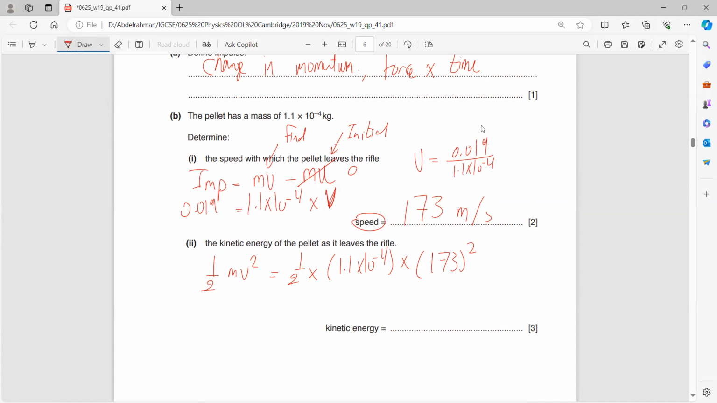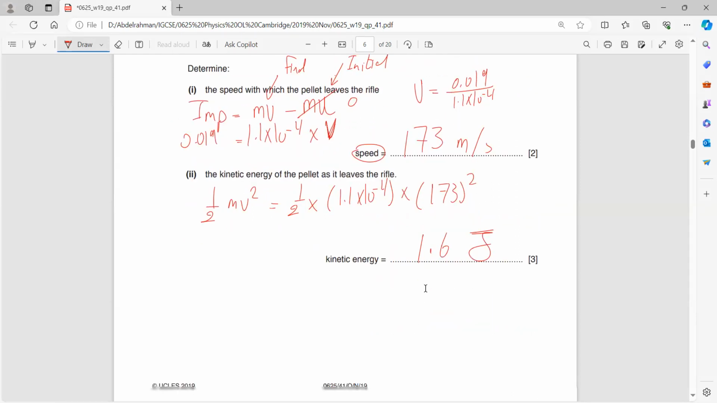10 to the negative 4 times 173 squared. Of course, it gives us a nice number, 1.6 or 1.7. What's the unit? Joules, of course. Okay, easy.